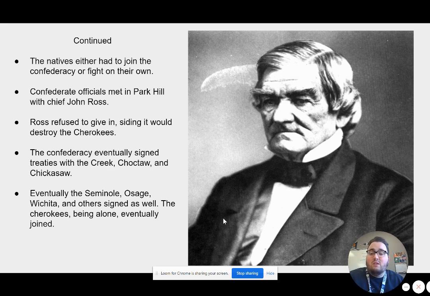Okay, eventually the Seminole, Osage, and Wichita signed treaties as well with the Confederate states. The Cherokees being alone, they were the last one to join the Confederacy, but they eventually do join the Confederacy. Okay, moving on.